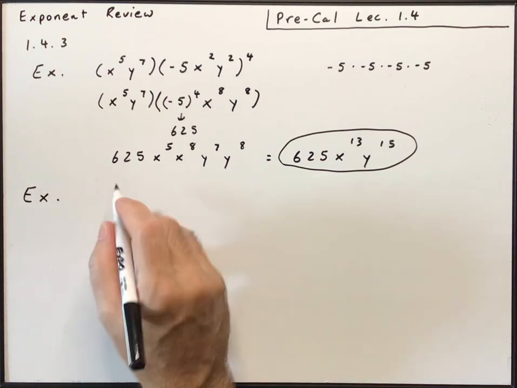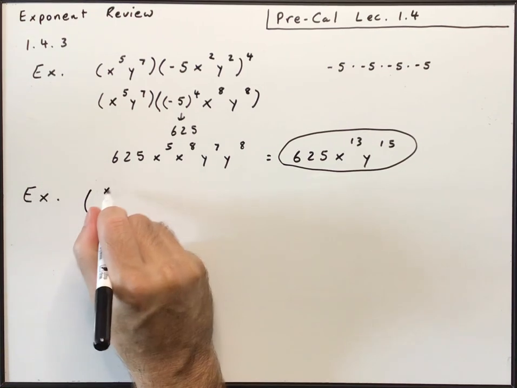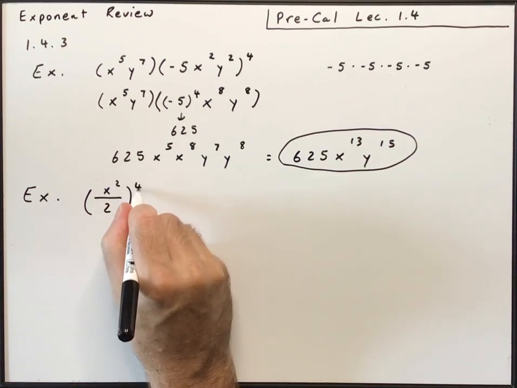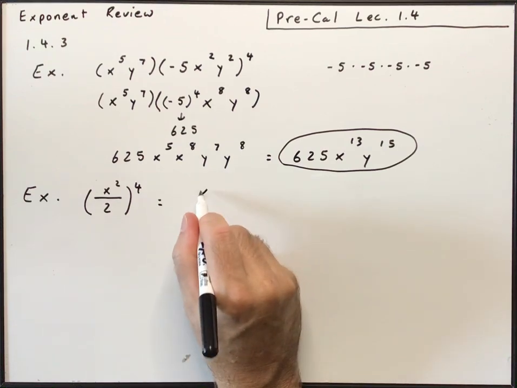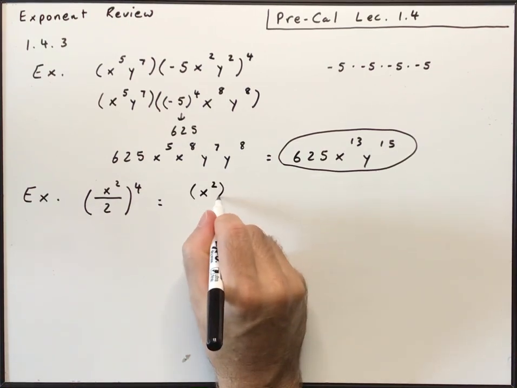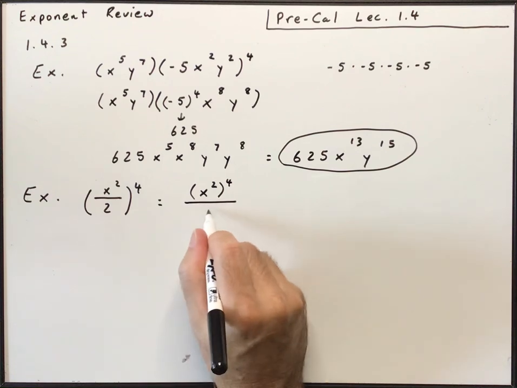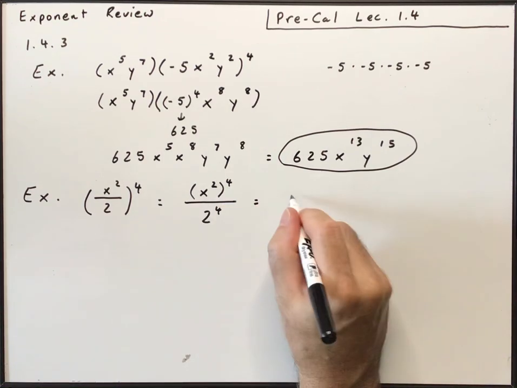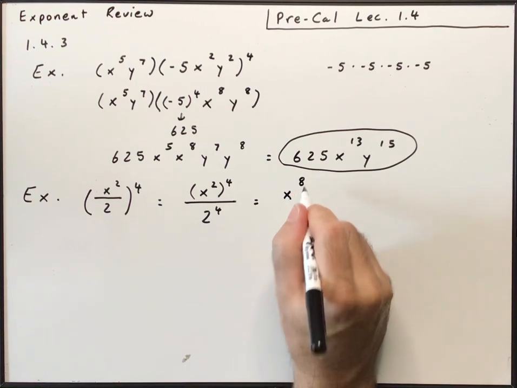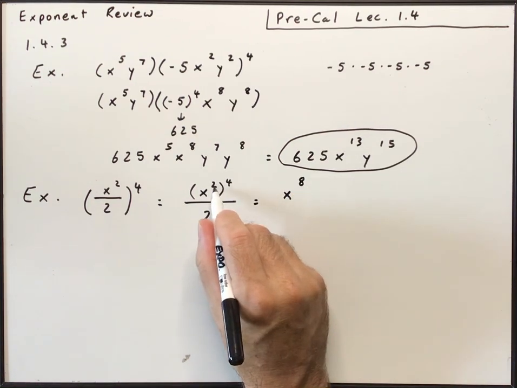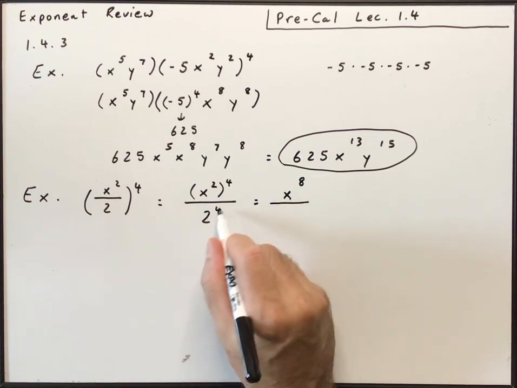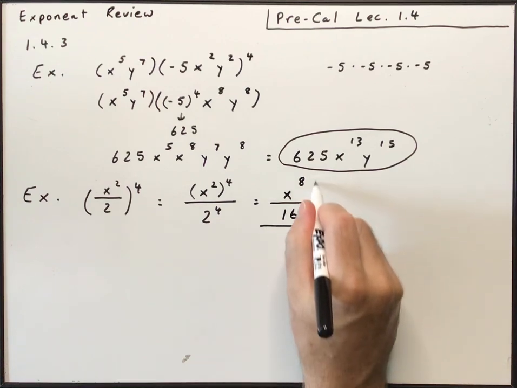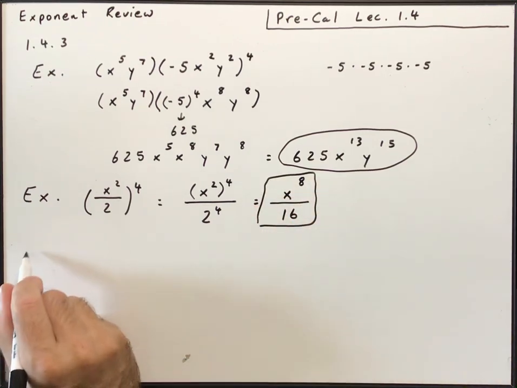Next one, let's say we have x squared over 2 all raised to the 4th power. Well, that's the same as x squared to the 4th over 2 to the 4th. That would be 2 times 4 is 8, x to the 8th. Don't add, when you're raising an exponent to an exponent, you've got to multiply. 2 to the 4th, 2 times 2 times 2 times 2 is 16. So that's really as far as we can go with that one.